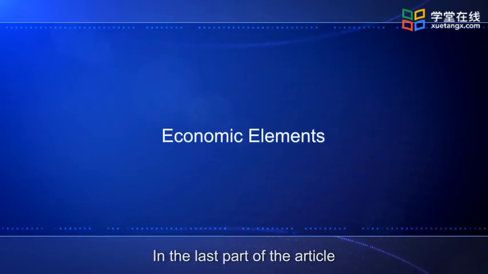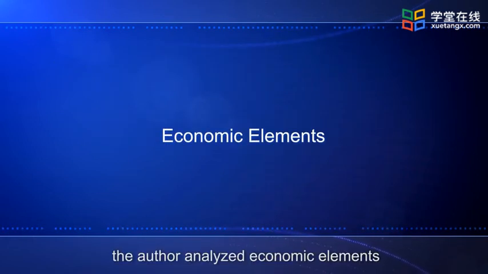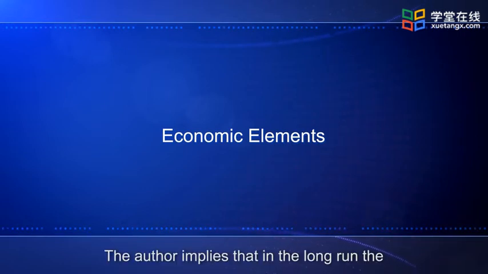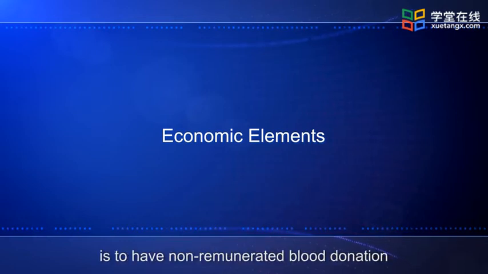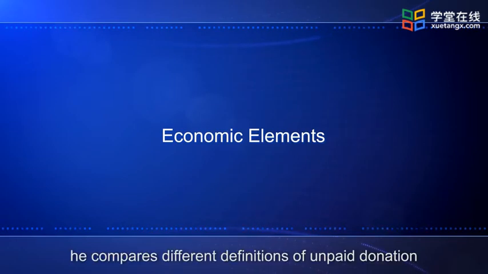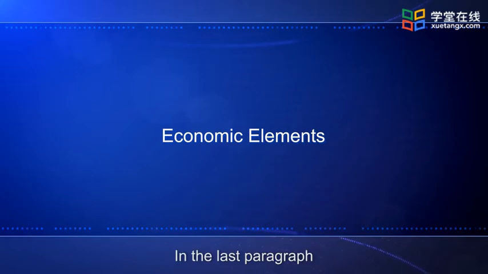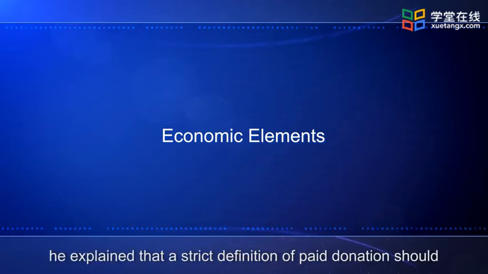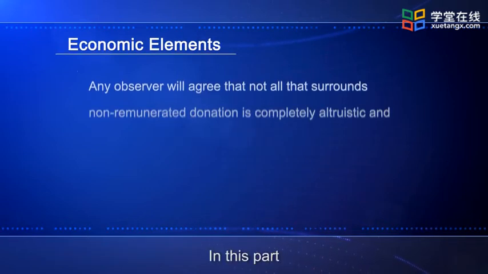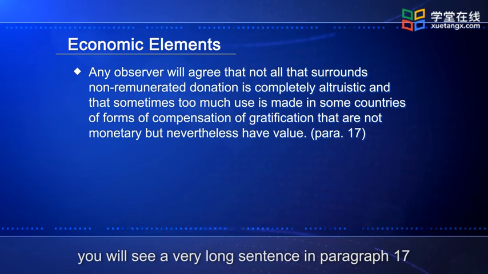In the last part of the article, the author analyzed economic elements. In paragraph 11, the author implies that in the long run, the expected goal for all countries is to have non-remunerated blood donation to satisfy the need for blood. In paragraphs 12 to 16, he compares different definitions of unpaid donation. In the last paragraph, he explained that a strict definition of paid donation should be adopted to stop damaging the principle of unpaid donation. In this part, you will see a very long sentence in paragraph 17.